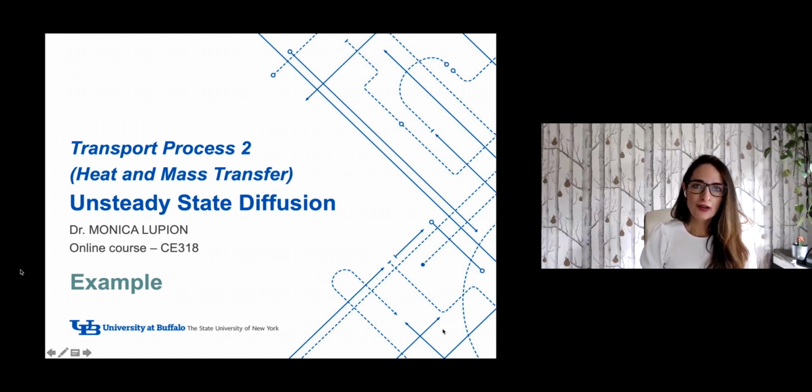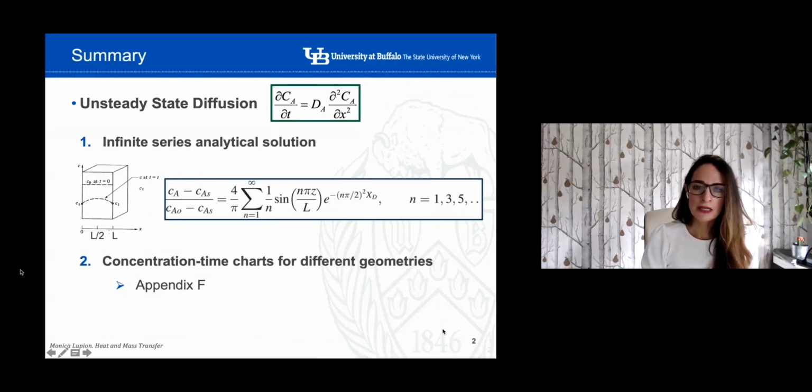Today I'm gonna solve a problem that we discussed in the lecture dedicated to unsteady state diffusion, which is part of mass transfer. So just to refresh in memory, when we discuss unsteady state diffusion, we found out that the general equation for unsteady state diffusion, that is when there is dependence with time, is that the derivative of concentration over time is equal to the diffusion coefficient times the second derivative of the concentration with the position. And I mentioned that we can follow two main strategies here.